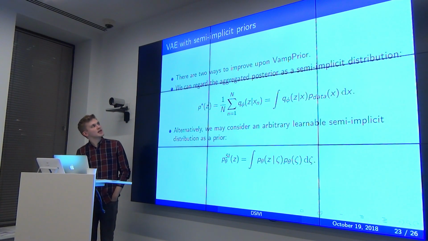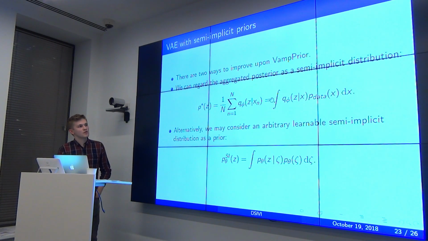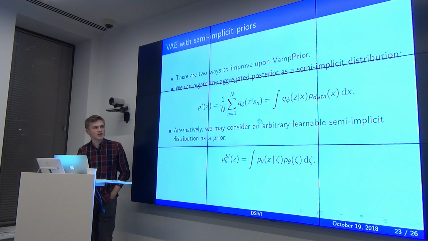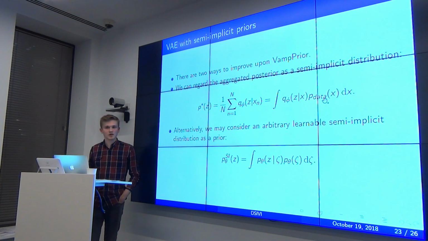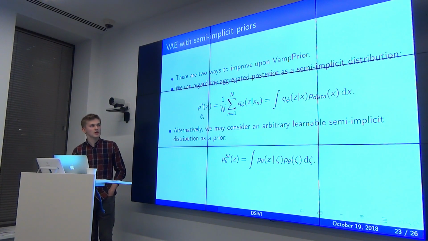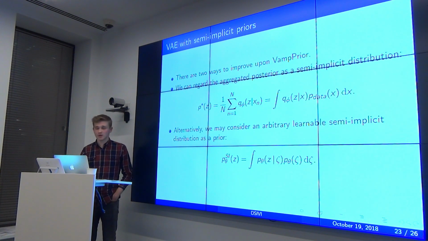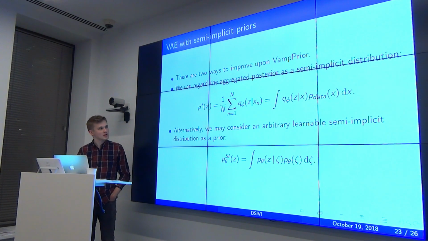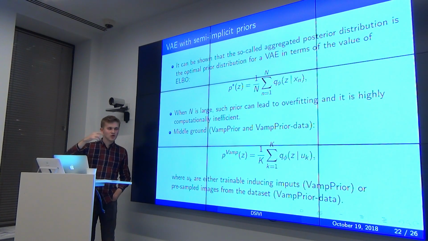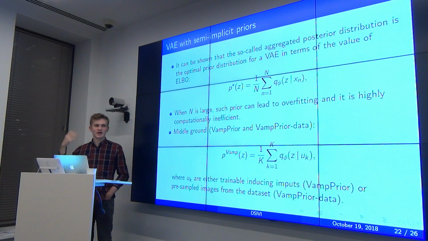We can actually see that there are two ways to improve upon VampPrior. First, this expression, the sum over all samples in the dataset, is actually an integral where p data of x is the empirical distribution over data. So that's exactly a semi-implicit distribution, right? The aggregated posterior is actually a semi-implicit distribution. So we can use doubly semi-implicit variational inference straightforwardly, and interestingly enough, we get something very similar to VampPrior data. The objective is the same as in VampPrior data, where u_k are pre-sampled samples. But this time, we don't pre-sample them, and we sample new images from the dataset on each optimization step.